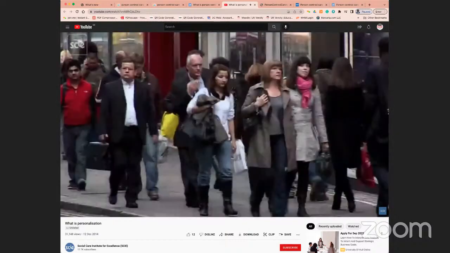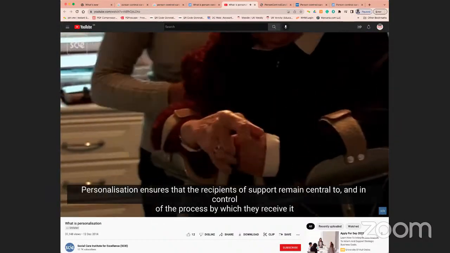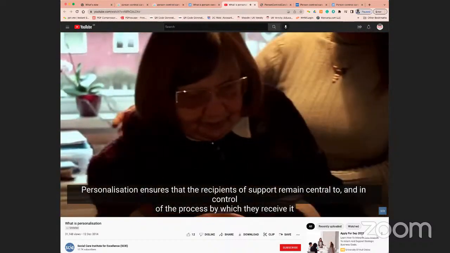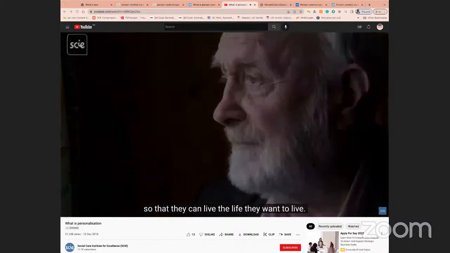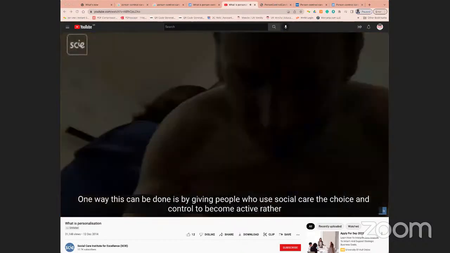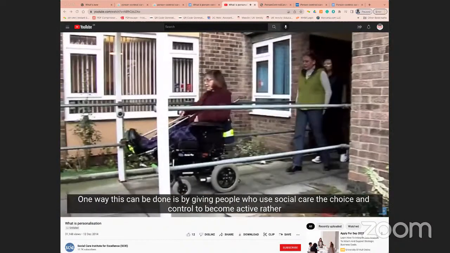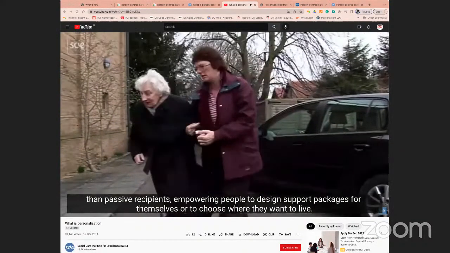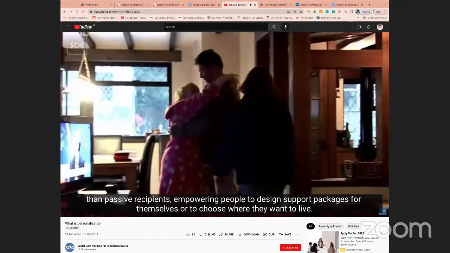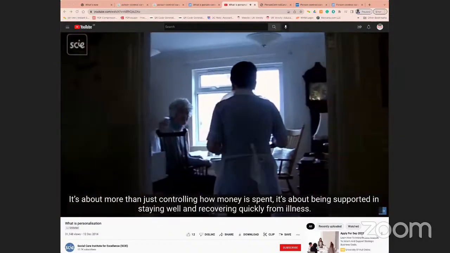All of us at some point in our lives will rely on social care, be it for ourselves or for someone we care about. Personalisation ensures that the recipients of support remain central to and in control of the process by which they receive it, so that they can live the life they want to live. One way this can be done is by giving people who use social care the choice and control to become active rather than passive recipients, empowering people to design support packages for themselves or to choose where they want to live. It's about more than just controlling how money is spent.